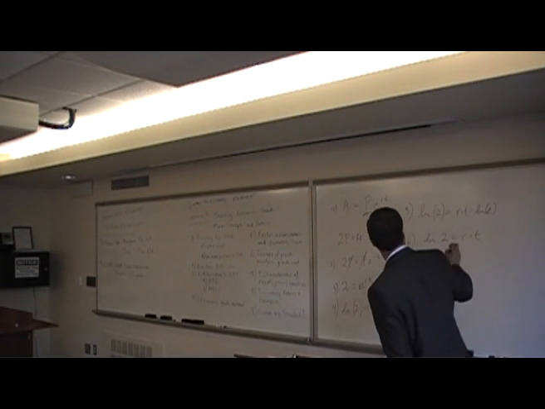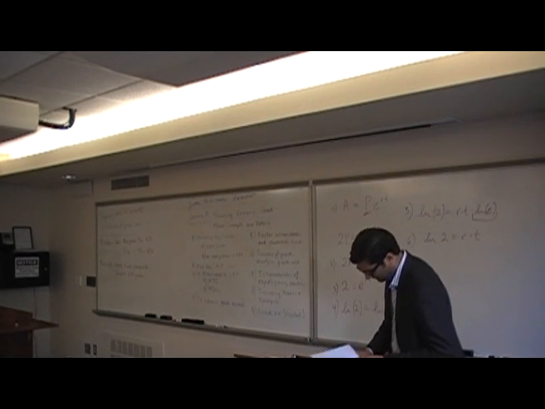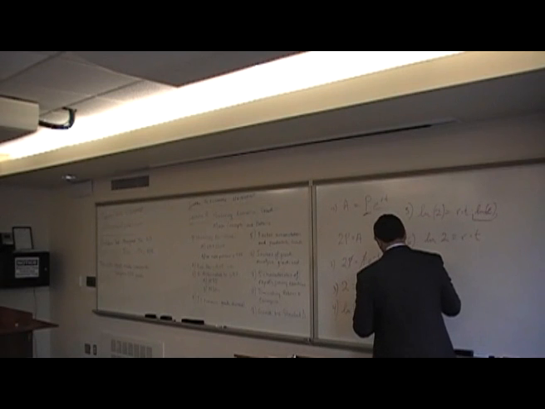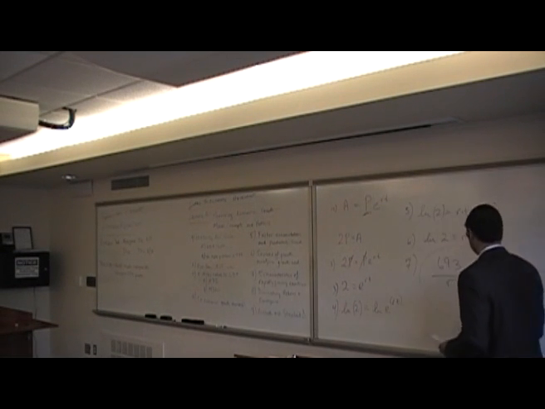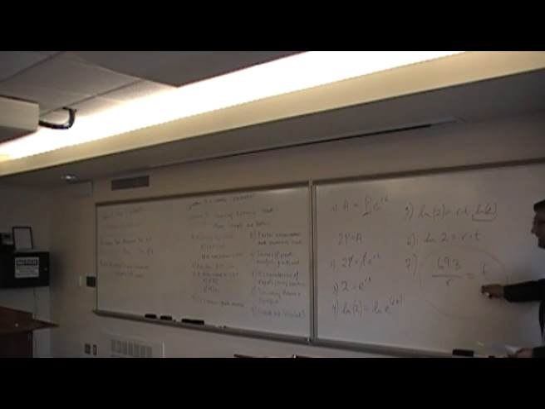And after class, we can talk about why the natural log of e is 1 if you have any questions on that. And so the natural log of 2, plugging it into a calculator, is 0.693, which divided by r tells us how long it will take to double income. T being time, how long it will take.